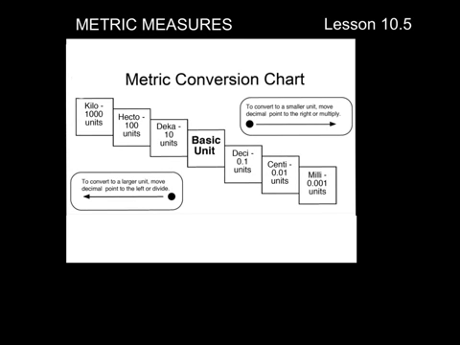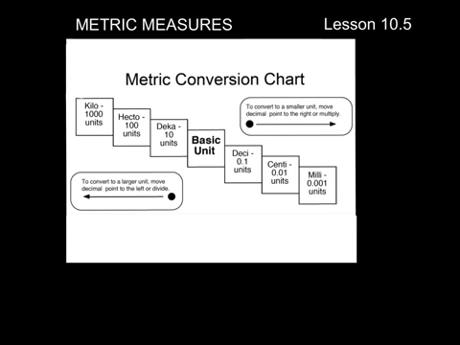Welcome to Lesson 10.5, Metric Measures. The essential question for today is, how can we make conversions for metric units of length, weight, and capacity? To make conversions, we are going to use a 10-to-1 ratio.